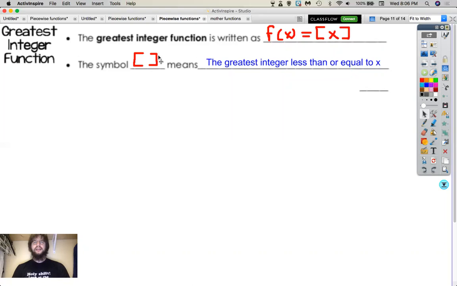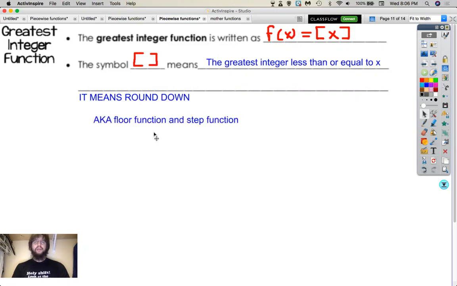So whatever's inside of here, we have to get the greatest integer that is less than or equal to it. In other words, we're just going to round down. That's pretty much what this function does, it rounds down. Some people call it the floor function. Some people call it the step function.